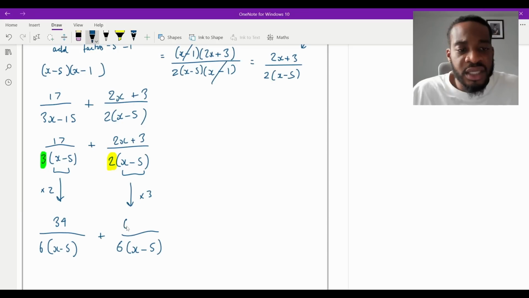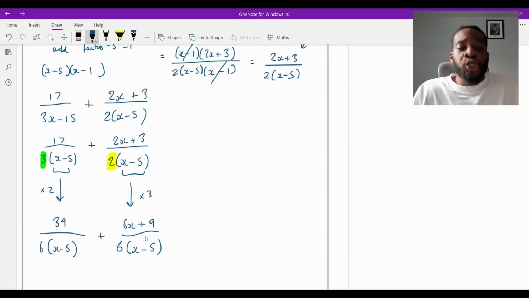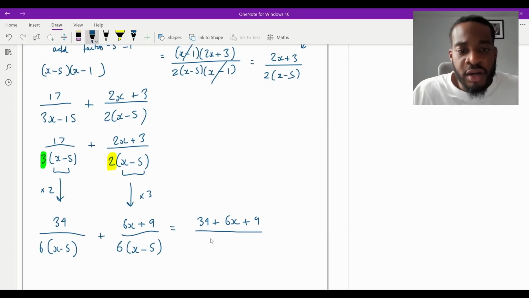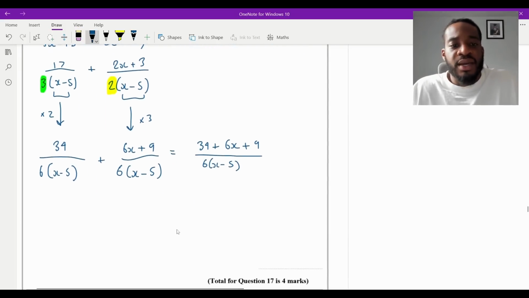3 times 2x is 6x. 3 3s are 9. So I get this here. And now I'm in a position to combine these fractions because the denominators are the same now. So it becomes 34 plus 6x plus 9 all over 6 bracket x minus 5. And then now we can just expand and simplify.